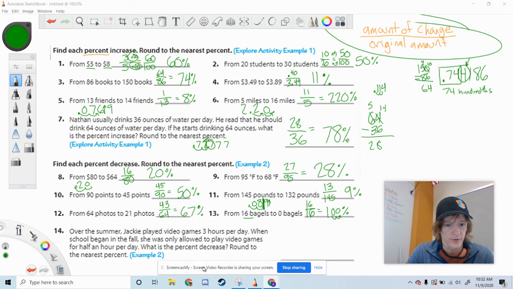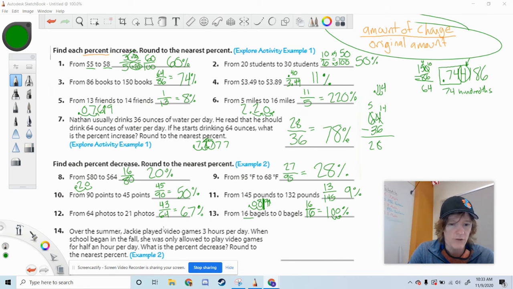Number 14. Over the summer, Jackie played video games 3 hours per day. When school began in the fall, she was only allowed to play video games for half an hour a day. What is the percent decrease? So originally we went for 3 hours, and now we only go for 0.5 hours. We only go for a half. So what is 0.5 divided by 3? We get 0.16666. So this will be 17% because that rounds up.